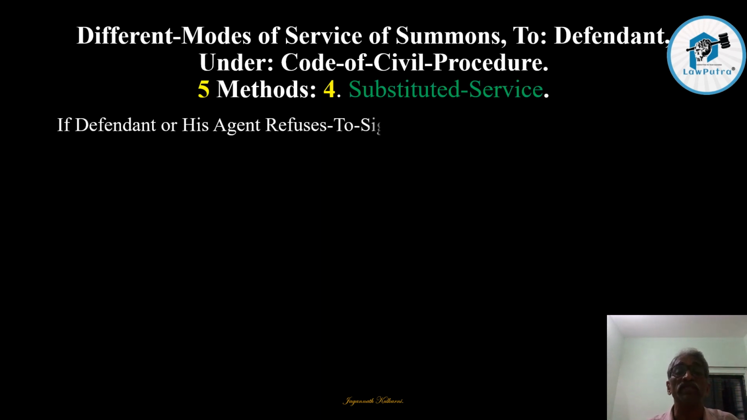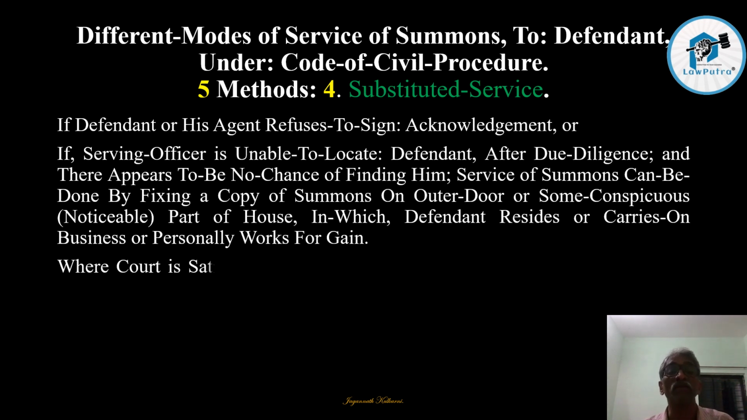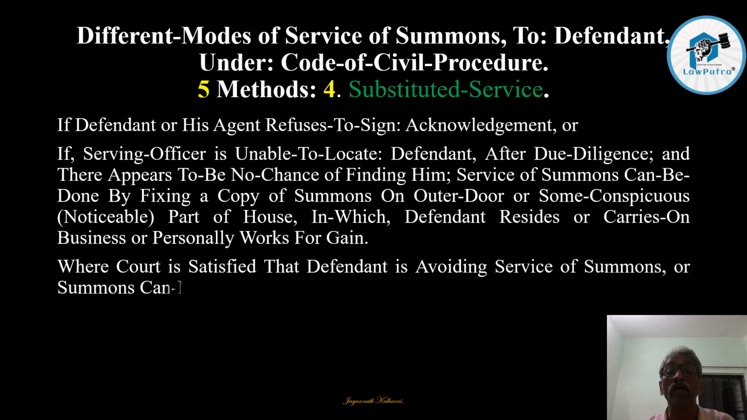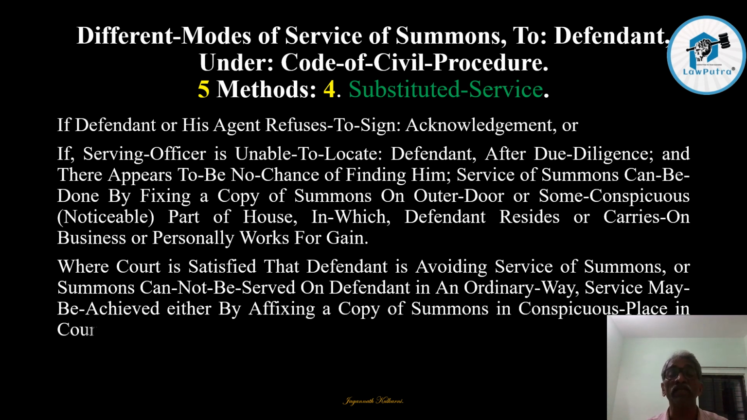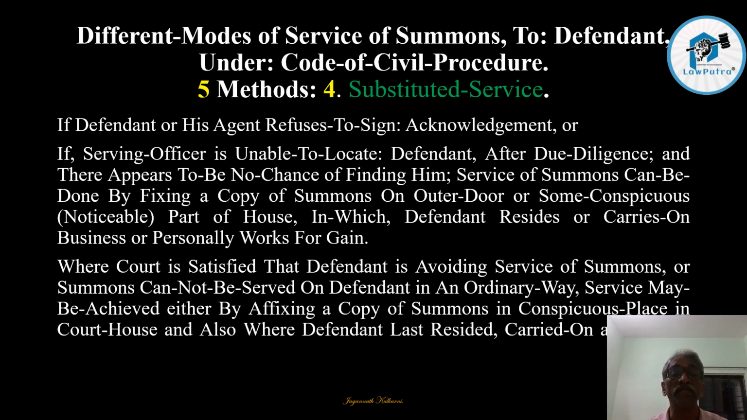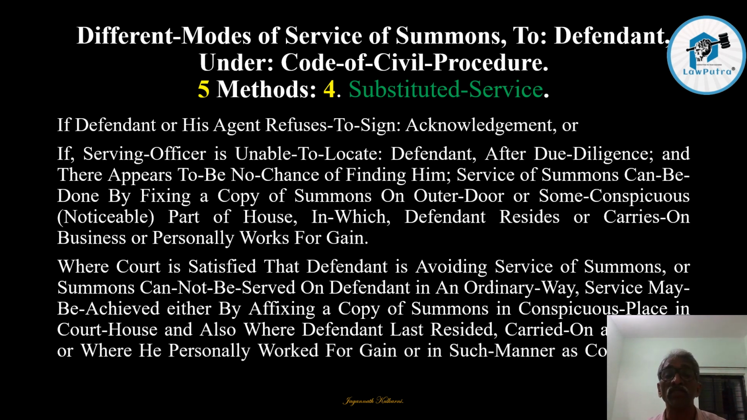Then fourth is the substituted service. Remember, this should be used only as a last resort. If defendant or his agent refuses to sign acknowledgement, or if serving officer is unable to locate defendant after due diligence and there appears to be no chance of finding him, then in that case service of summons can be done by fixing a copy of summons on outer door or some conspicuous, which means noticeable, part of house in which defendant resides or carries on business or personally works for gain. That is the current position, present position.